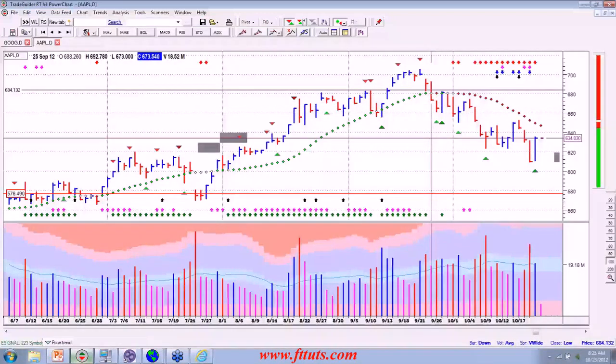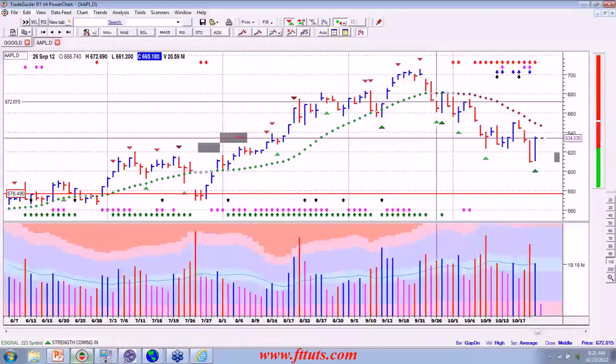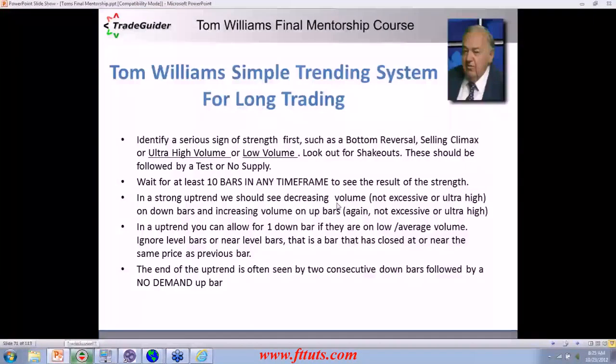but the 2nd down bar is on increasing or high volume compared to this down bar. So you've got increasing volume on the down bars here, here, and here. You see that? And that defines that that trend has ended. And it's a very straightforward trending system. And it keeps you in the trade a lot longer than you think you're going to be in it. A lot longer.